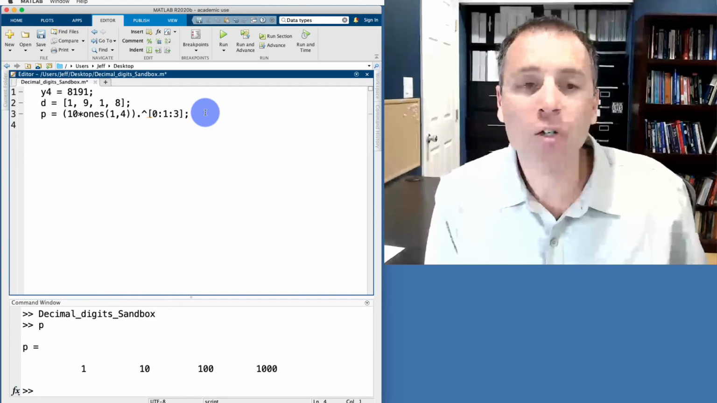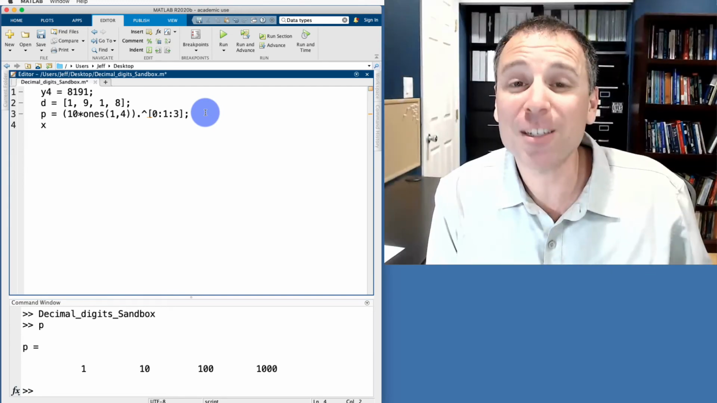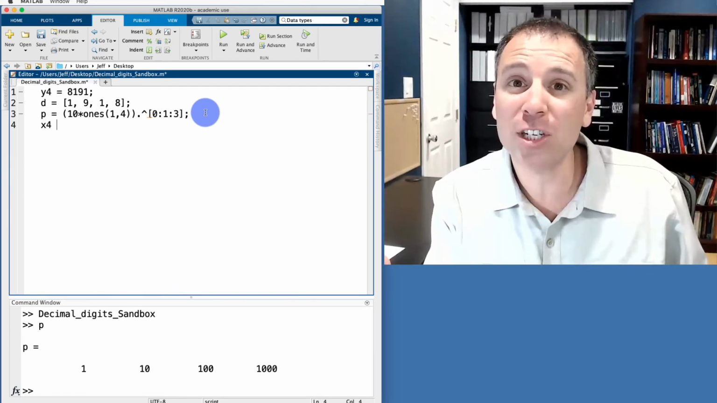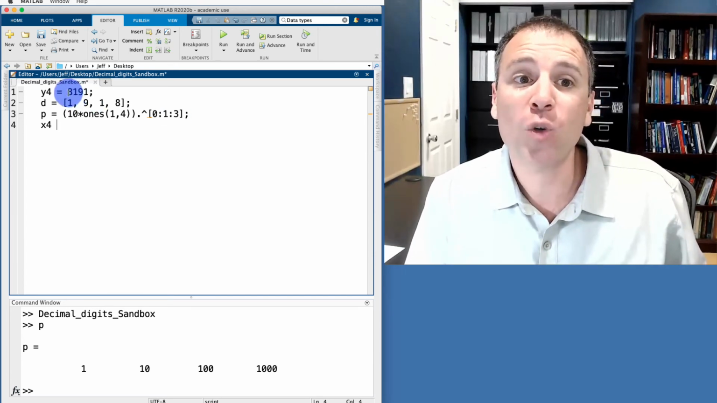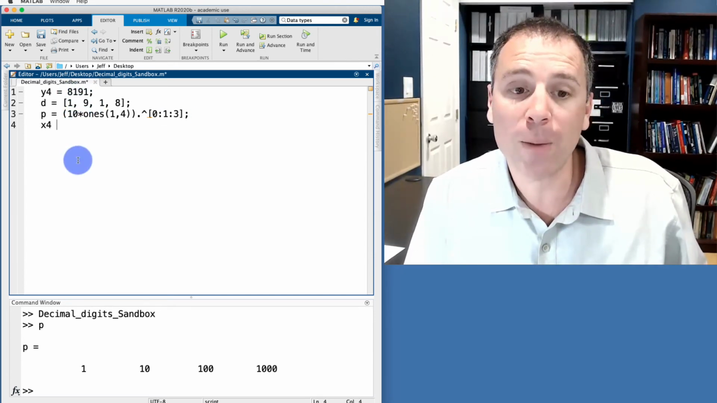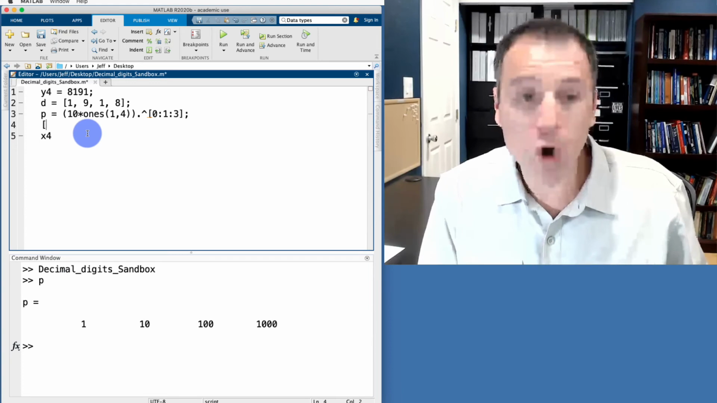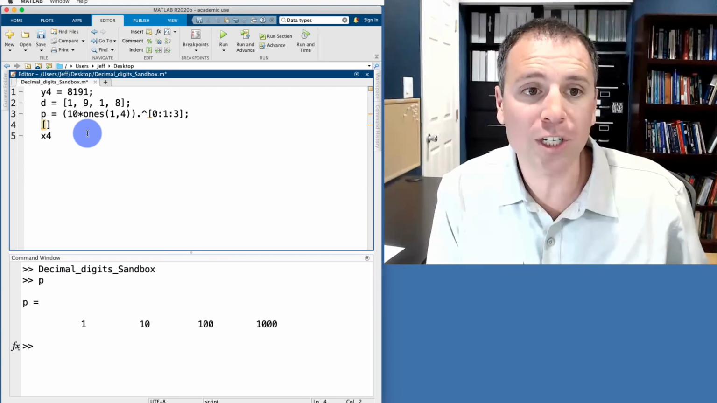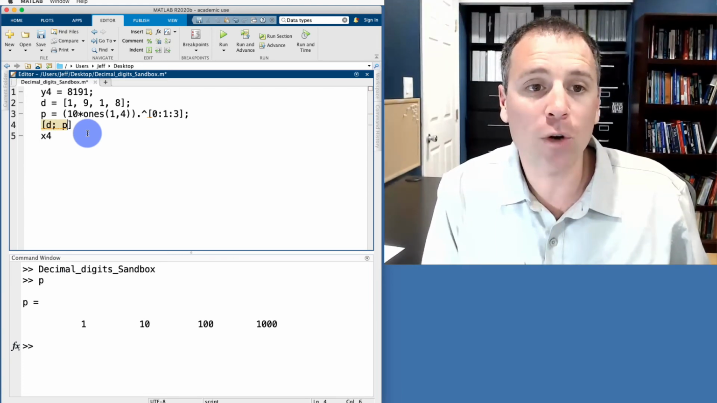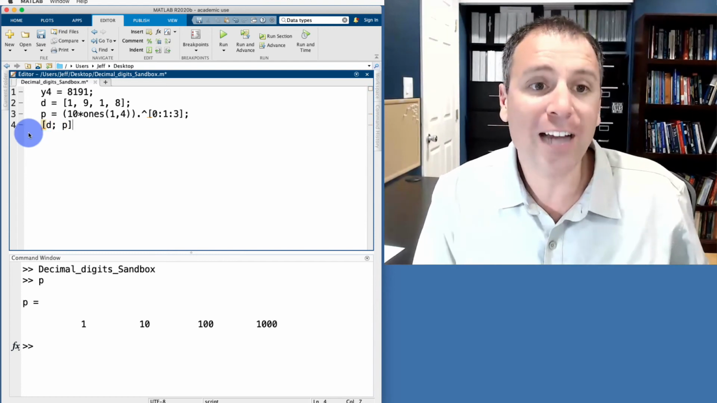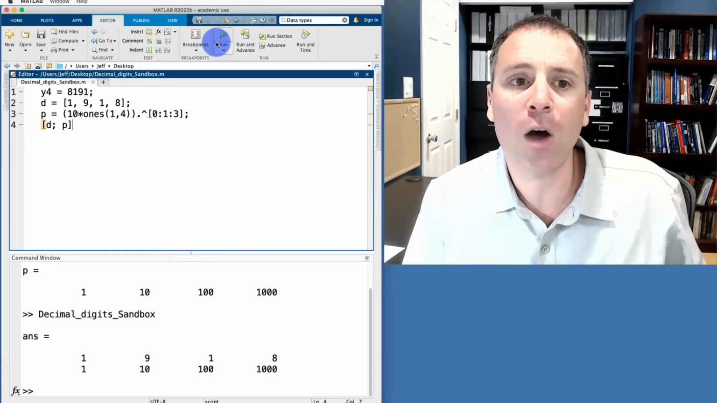Now what we're going to do is create an approximation, a calculation-based mechanism to try to get this number based on its representation. In order to do this, let's create a row partitioned matrix. So the first row is going to be D, and then the second row is going to be P. We'll go ahead and delete X4, which is going to be our approximation for now, and we'll run this.